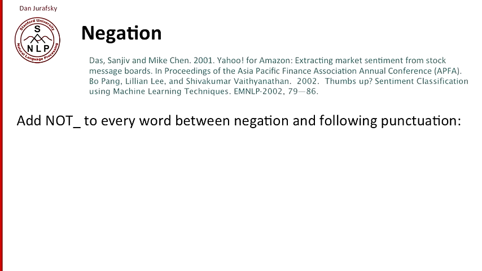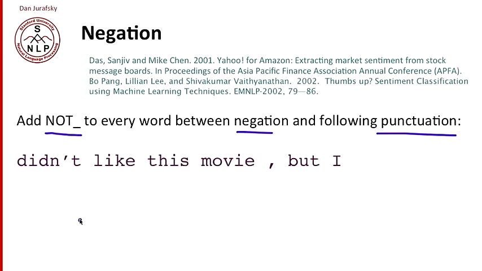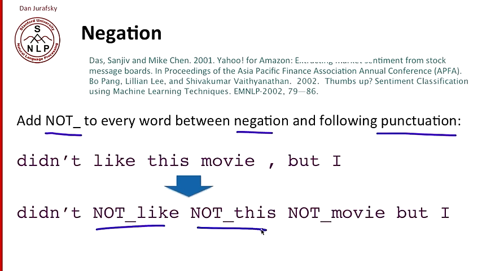Here's the simplest algorithm, first proposed by Das and Chen and used very frequently after that. We simply take the four letters, NOT underbar, and we prepend them to every word between the negation word and the following punctuation. So we have a phrase like didn't like this movie, comma, but I, and we turn that into didn't, NOT_like, NOT_this, NOT_movie. So now we've essentially doubled our vocabulary size. Every word could be itself or the word with NOT_ prepended, and we're going to learn that these NOT_ words, we've created words for negative sentiment, or for flipping the sentiment.